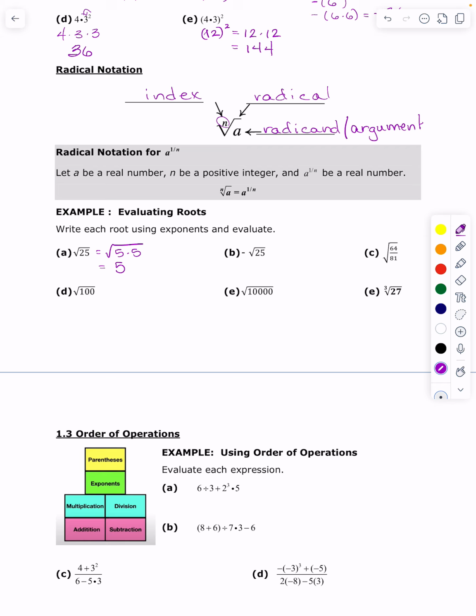B, that negative on the outside works the same way as it did a minute ago. It happens after you apply the square root. So the negative square root of 25 is going to be -5.